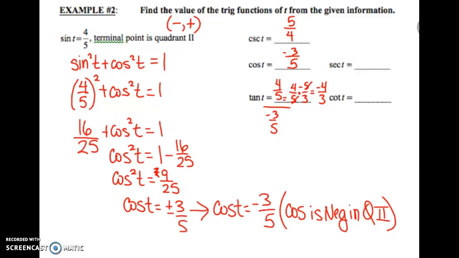Secant is the reciprocal of cosine. So flip over negative 3/5, you get negative 5/3. And cotangent is the reciprocal of tangent. So if tangent is negative 4/3, cotangent is going to be negative 3/4.